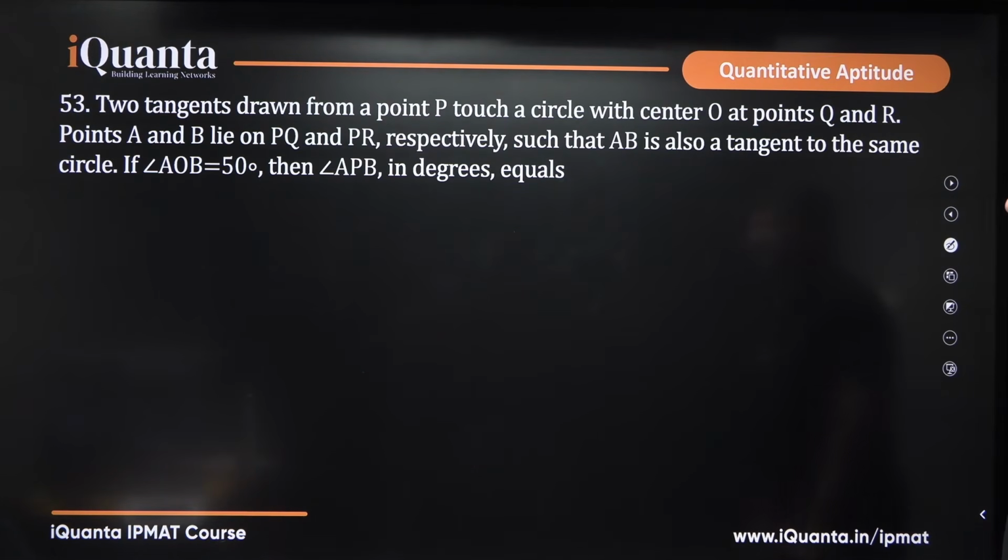Going to this question: two tangents drawn from a point P touch a circle with center O at points Q and R. Points A and B lie on PQ and PR respectively, such that AB is also a tangent to the same circle. If angle AOB is 50 degrees.